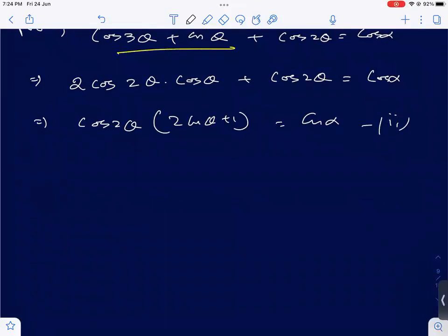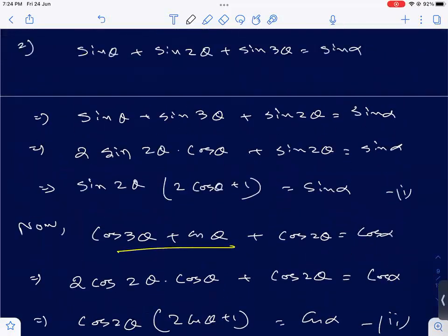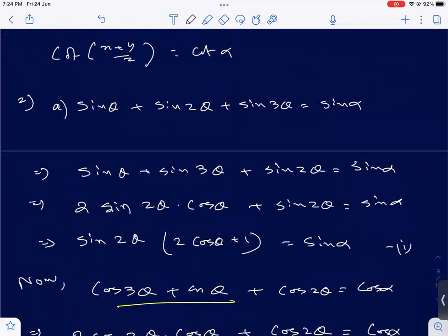Now let us do one thing: from 1 and 2, if we divide, we are getting sin 2 theta by cos 2 theta. So tan 2 theta, and the bracket portion is common, it will get cancelled, equal to tan alpha. So we are getting 2 theta equal to alpha, theta equal to alpha by 2, because it matches the option and answer. So for the second sum, this is A.